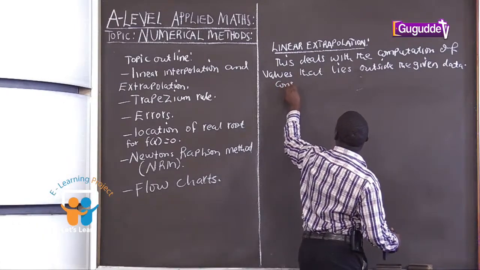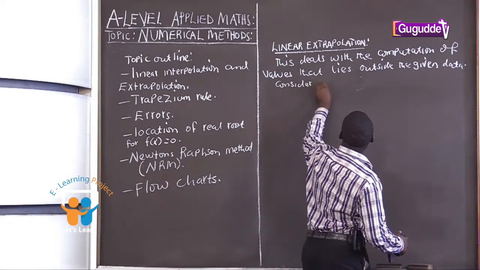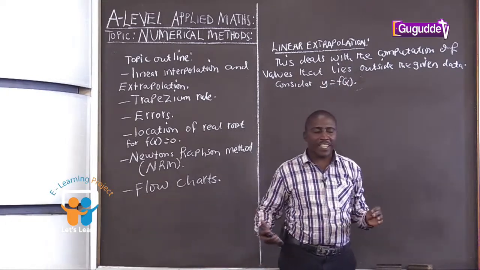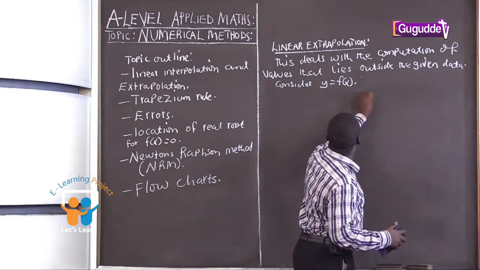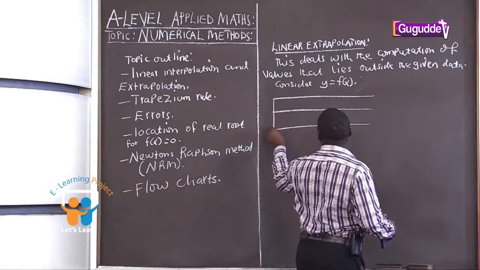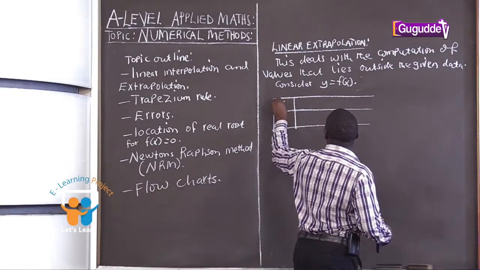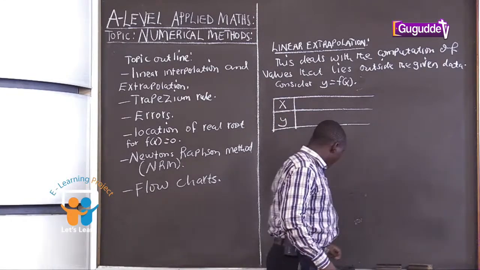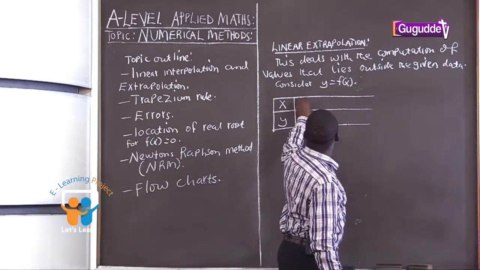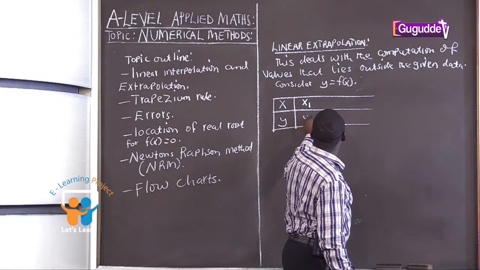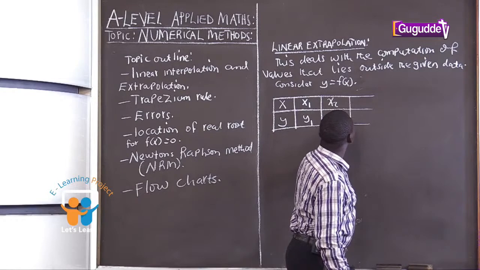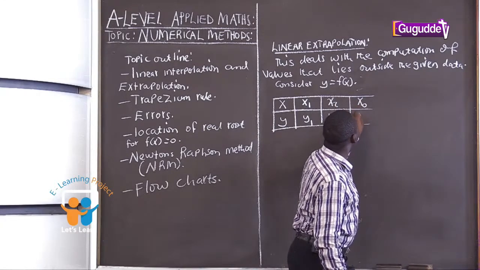consider a function y is equal to f of x, and this function is given by, you can put them on the table, that if this is our table, ladies and gentlemen, we have here our x and y. So we can have x1, then y1, then we have x2, and then y2, and then we have x0 and y0.